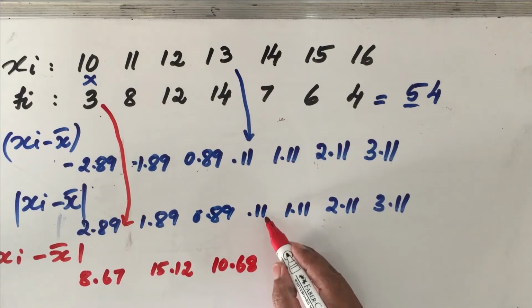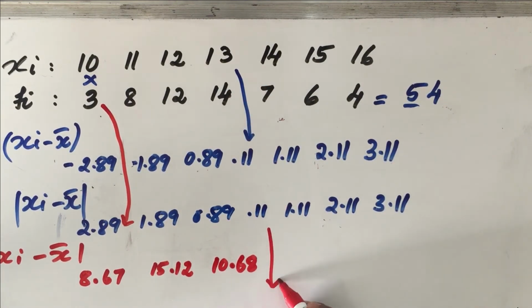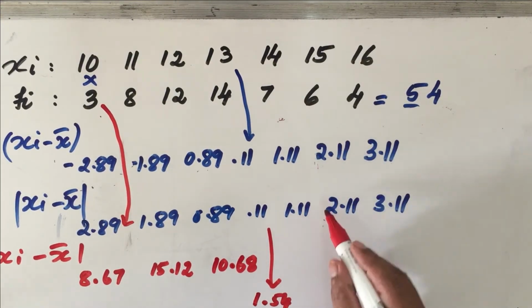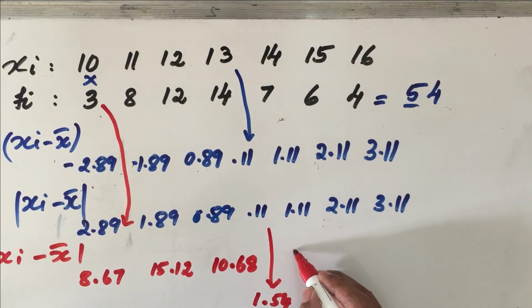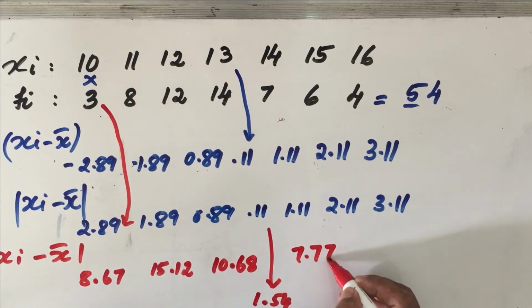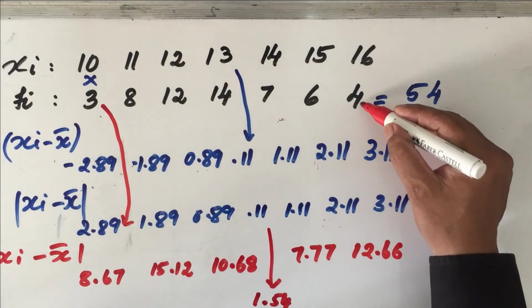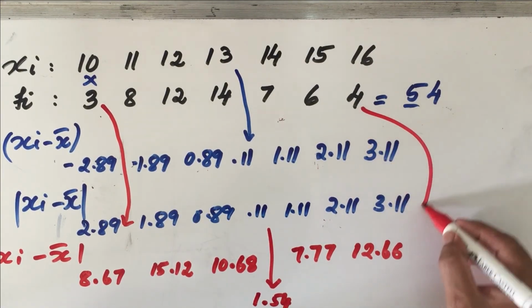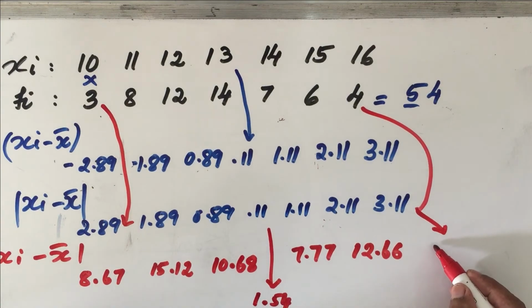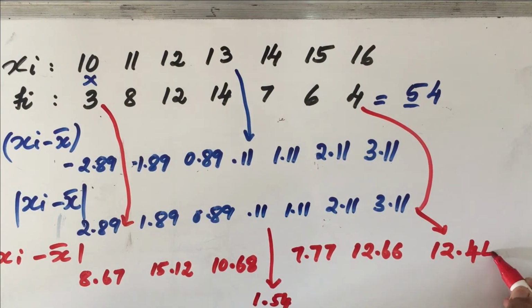Okay, now 14 into 0.11, that is equal to 1.54. 7 into 1.11 is equal to 7.77. 6 into 2.11 is equal to 12.66, and 4 into this is equal to 12.44.